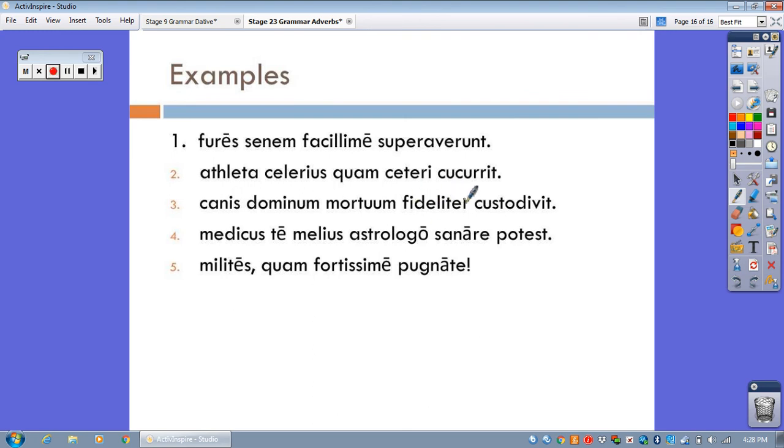With that iter, that's just a positive adverb. Medicus te melius astrologo sanare potest. The doctor is able to heal you better than the astrologer. Notice how there's no quam there. Ablative of comparison. And then, Milites, quam fortissime pugnate. Soldiers, fight as bravely, as strongly as possible. There it is.